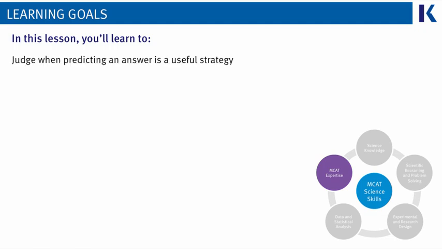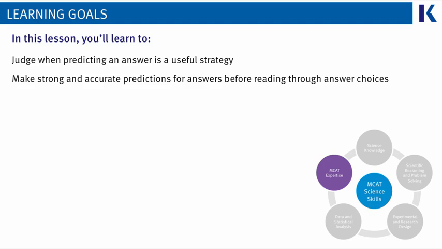We'll start by determining when predicting an answer is a useful strategy, as opposed to using process of elimination. We'll then work on making those predictions before approaching the answer choices, and finally, we'll work through the answer choices and recognize when an answer matches our prediction.